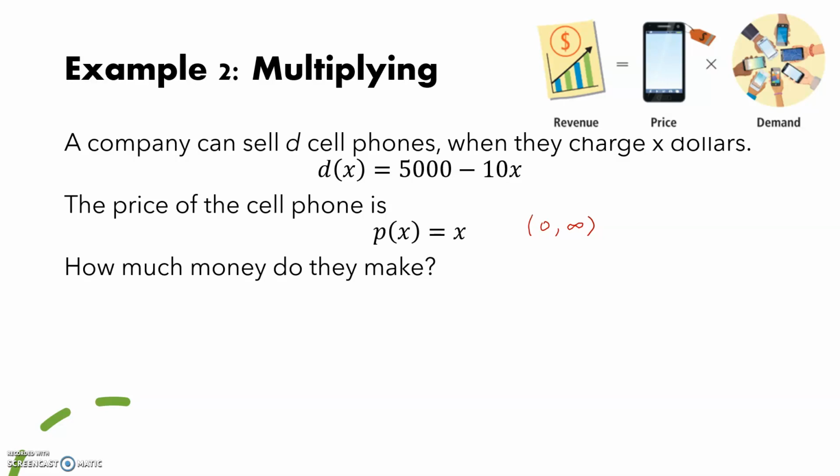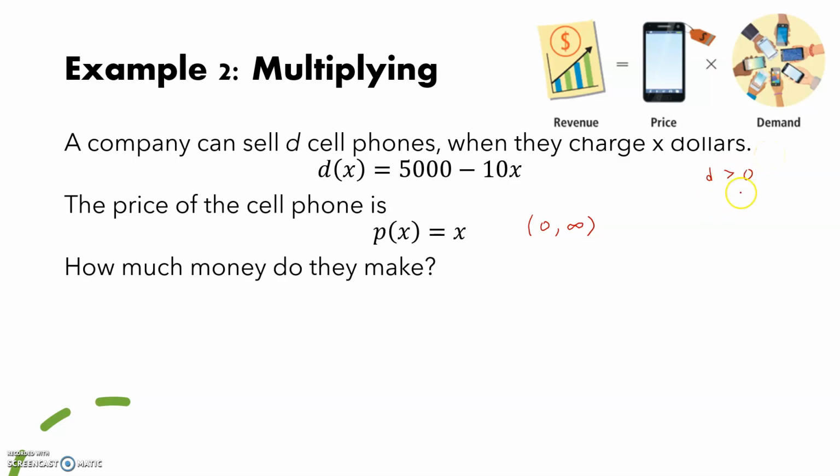And then when we have cell phones, we also have demand for the cell phone, and the demand goes down with a higher price. So if we sell our cell phone for a low price, we would have a higher demand. And our demand also has to be greater than 0, otherwise it doesn't make sense.